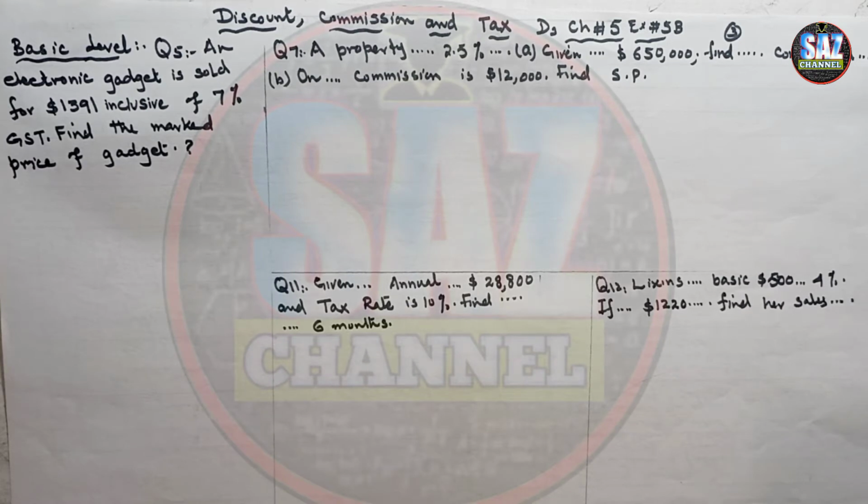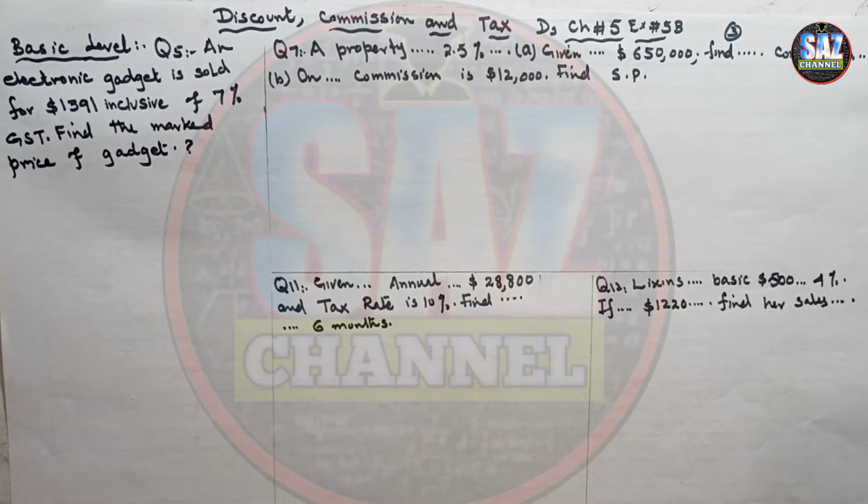This is my third lesson of D3, chapter number 5, exercise 5B. The exercise is about discount, commission, and tax. Before going to the exercise, I just want to say that for better understanding of a new lesson of maths, it's really important to integrate the lesson with the previous lesson, and you should have a better understanding of the previous lessons. So I hope you have watched and practiced the previous lessons well.